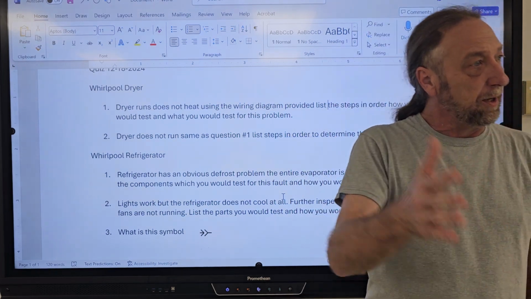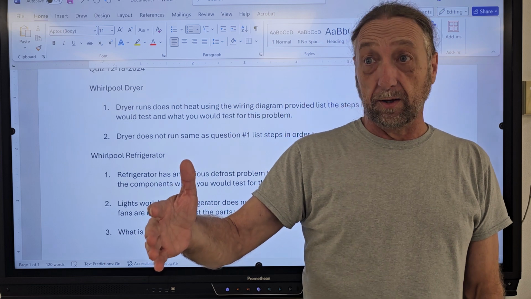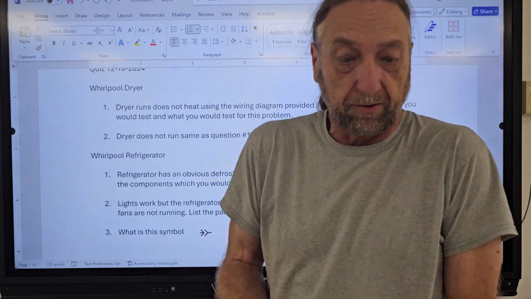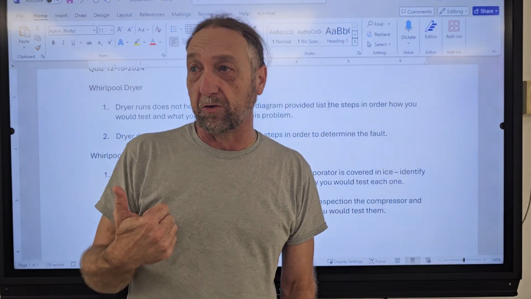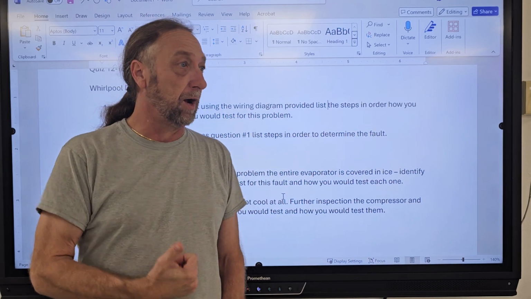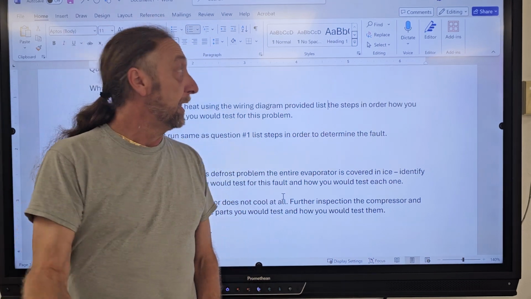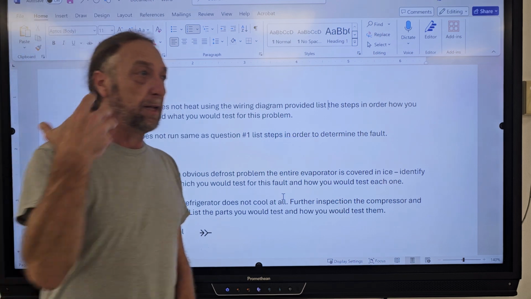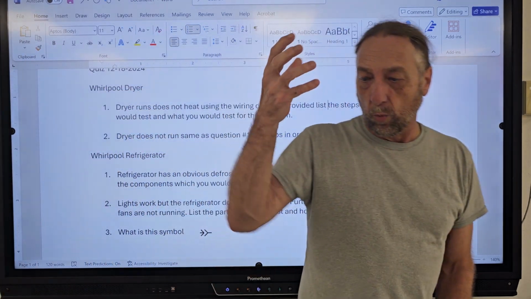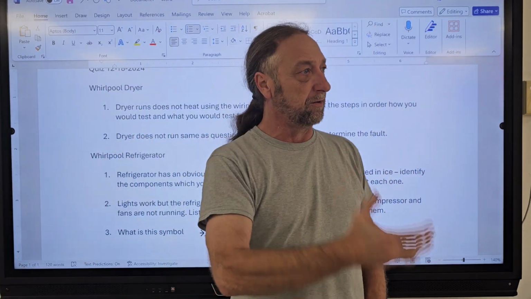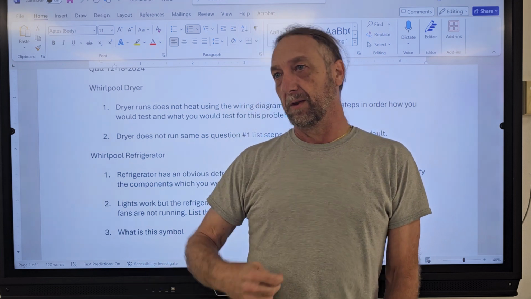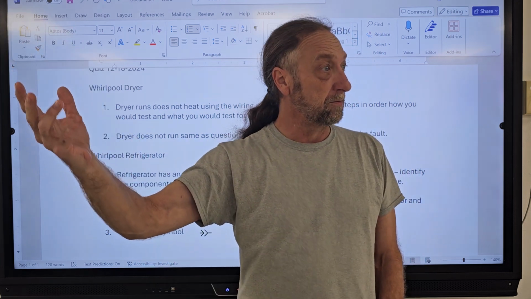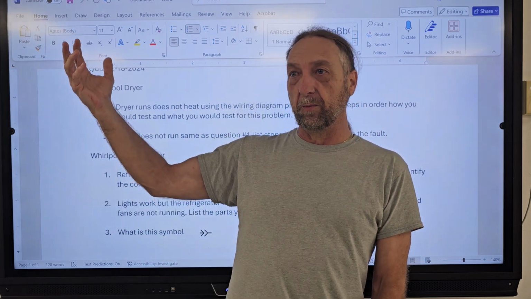How do you create a troubleshooting process? Troubleshooting is process of elimination. You have to first see what it's doing, figure out, okay, it's not filling water. In this case here, the dryer's running, but there's no heat. Then you have to hypothesize, okay, what are all the things that could stop the machine from heating? The motor, right? The motor could stop the machine from heating?